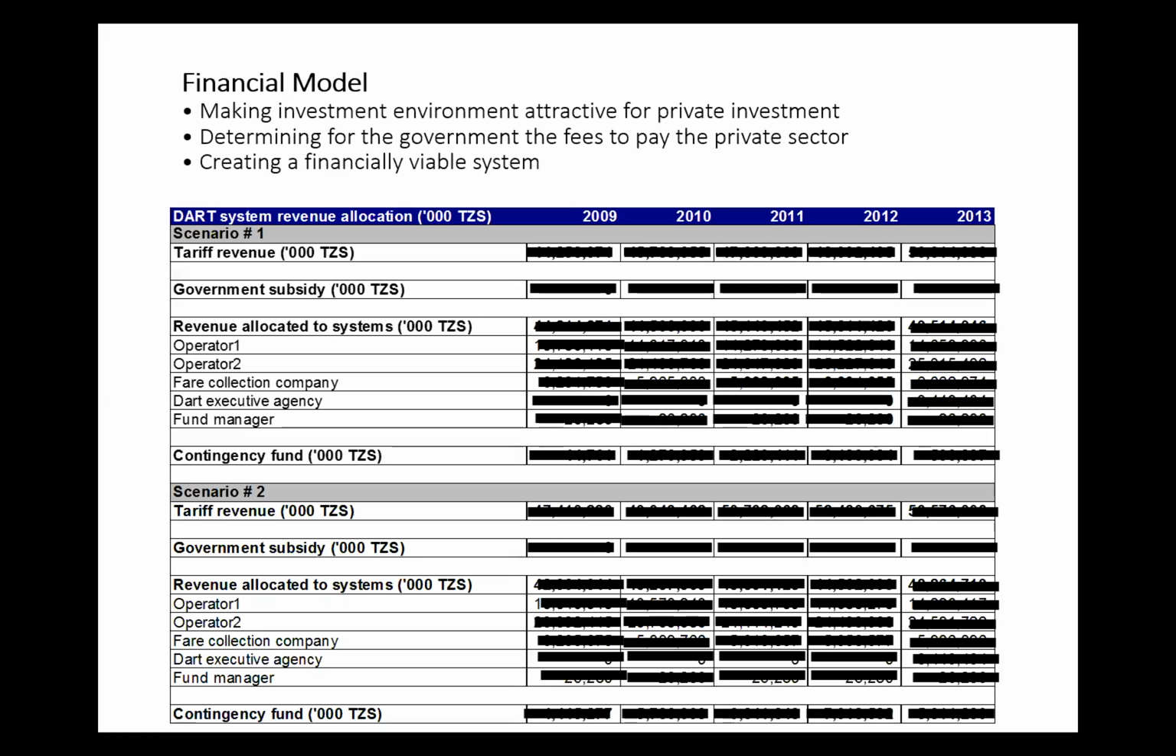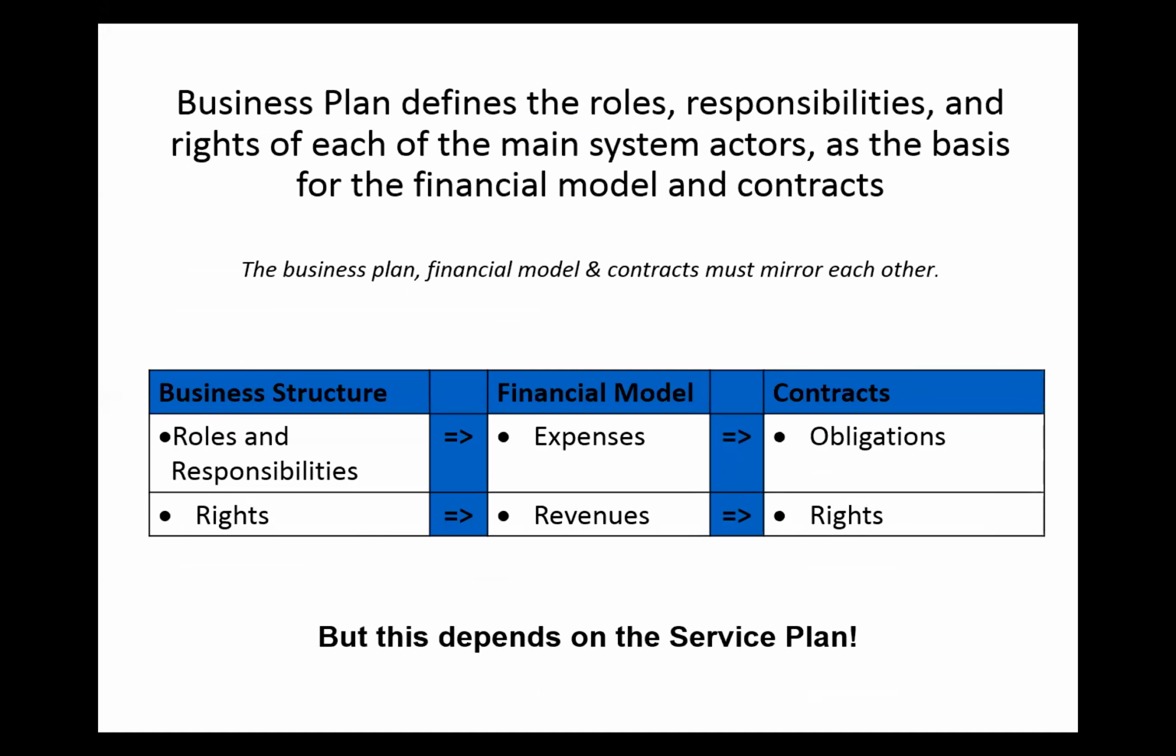So this is a schematic of what was done for the Dar system revenue allocation, where you look at the revenue coming in from the tariff. So that's your first source of income. You look at what money is needed from the government to supplement that. And then you look at how that revenue is allocated based on your contract agreements. And partly that's based on understanding the costs for running the operations, whether it's the cost of the buses, the cost of the gas, tires, labor, all of those different things have to factor into how that revenue gets allocated.